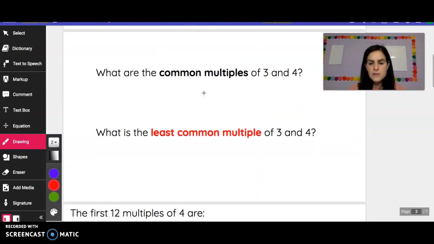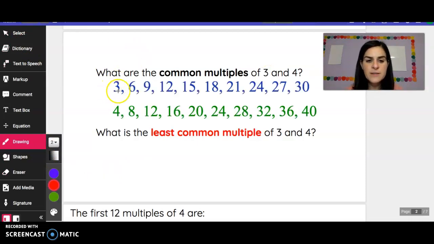So now let's do another one. Let's do 3 and 4. Can you list the first 10 multiples of 3 and then the first 10 multiples of 4 and then come back and see if you can find what were some common multiples? So pause the video. You're trying to find the common multiples of 3 and 4, and to do that, you're going to list the first 10 multiples of 3 and the first 10 multiples of 4. So pause your video so you can do that.